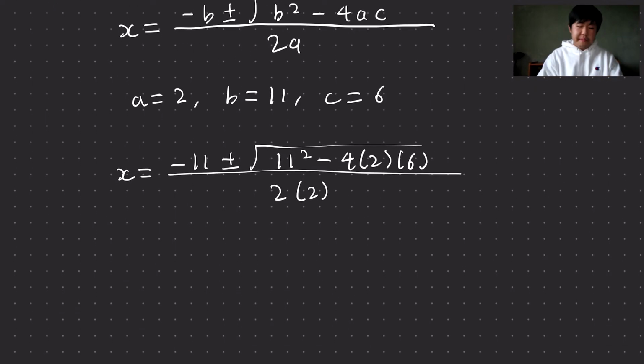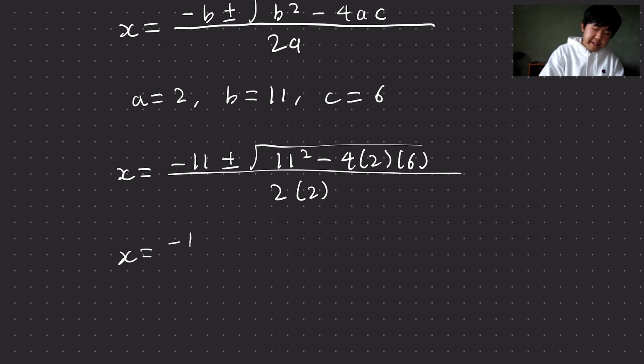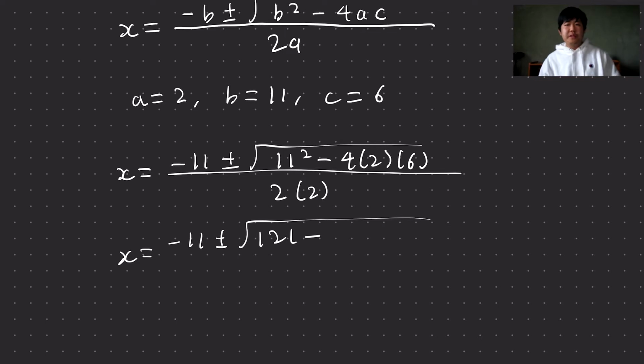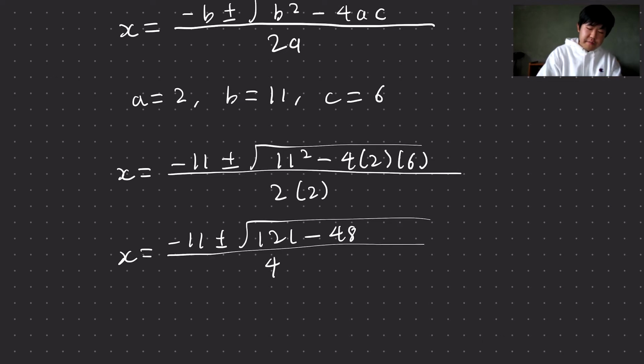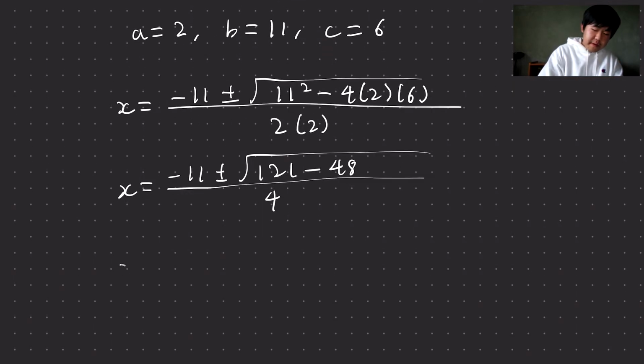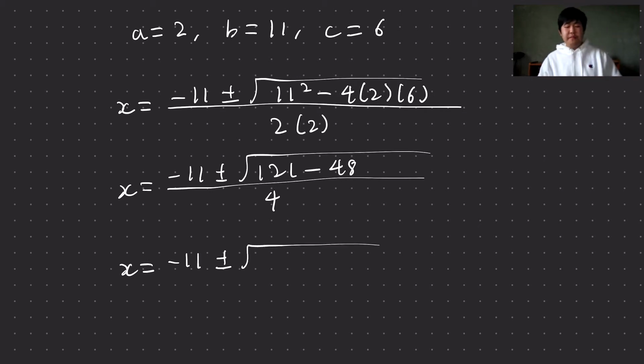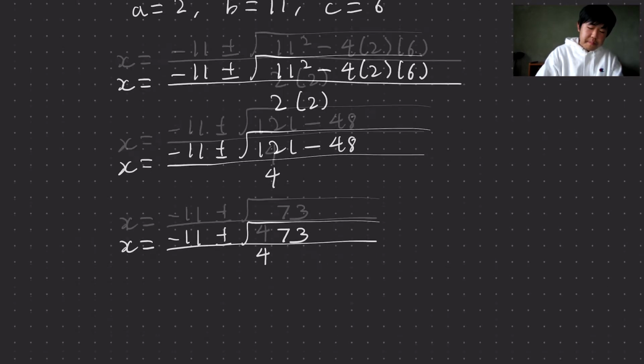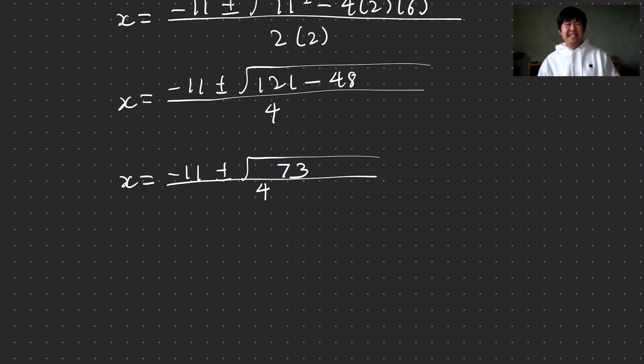Alright, now let's get calculating. So x equals minus 11 plus minus root 121 minus 4 times 2, which is 8. Then 8 times 6 is going to be 48. So it's going to be minus 48. And then 2 times 2 is a 4. And then x equals minus 11 plus minus root 121 minus 48. That is going to be 73. So there's 73 there over 4. And now we can't really simplify the root. So that's pretty much the answer there.